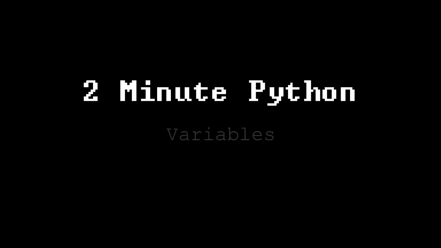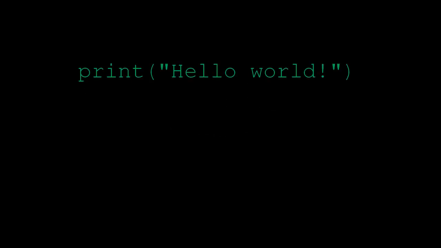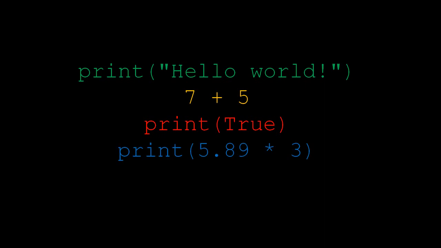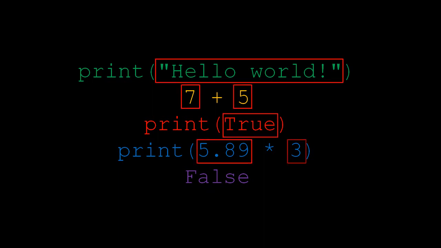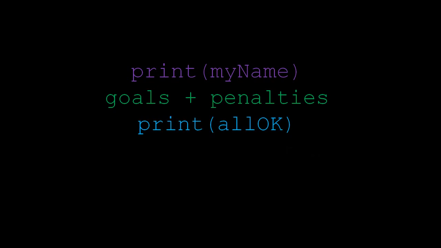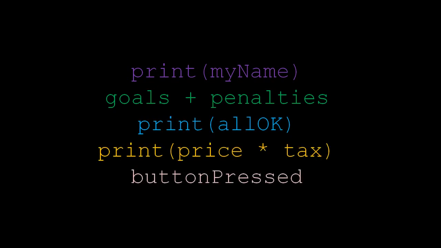2-Minute Python. Variables. Programs process data which we can put as part of our code. This is okay if the data isn't going to change, but if it did, we'd have to rewrite our program. We call these literals. Usually we want to be able to change the data values, as this makes the program more useful. For this we use a variable, so called because its value can be varied.